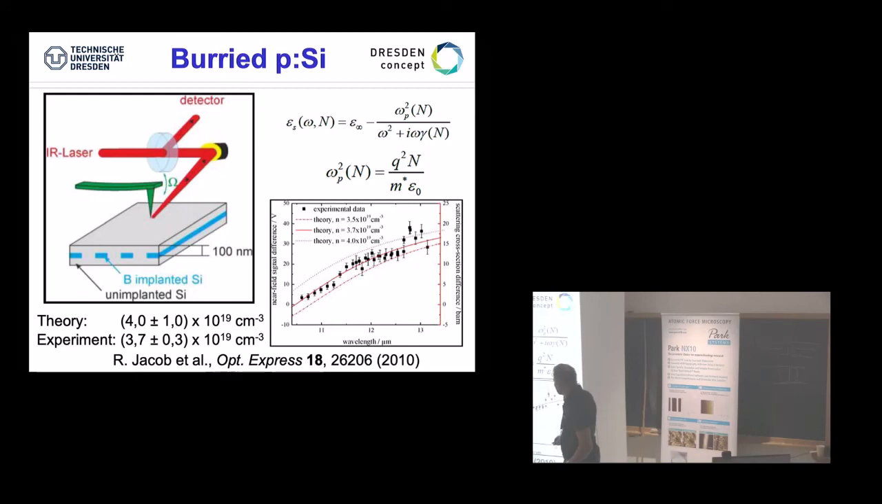And in fact, if we do that, we sweep this and compare that to the theoretical modeling, we see that our experiment is giving us a value of 3.7. The theory says 4 times 10 to the power 19. So the concentration is not badly matched for this kind of below surface.